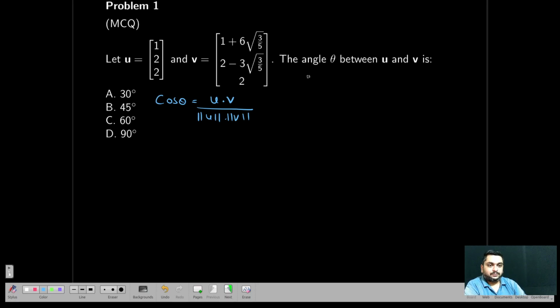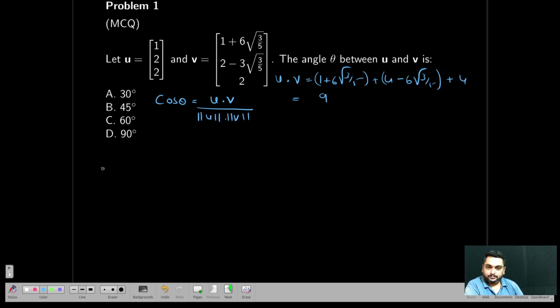Now first find the dot product. u dot v is equal to multiplying each element and adding them in the columns of both the vectors. It is 1 into 1 plus 6 root 3 by 5, plus 2 into 2 minus 3 root 3 by 5 ... plus 2 into 2. We simplify, we'll get it as 9.